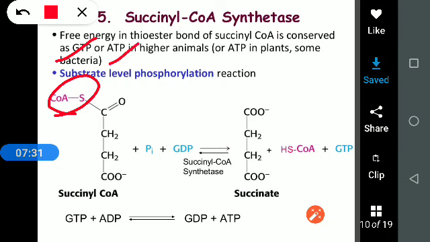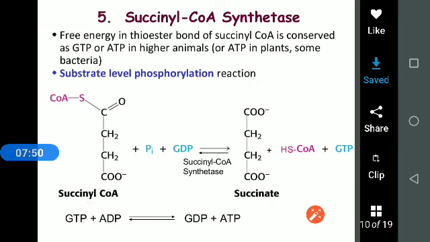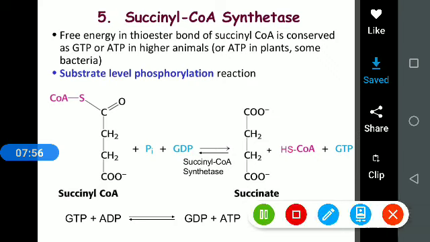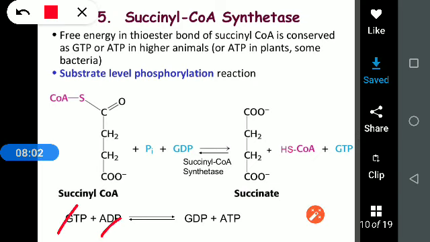So this is one of the substrate level phosphorylations. That means whenever a reaction is taking place between two substrates, if ATP is generated, that type of generation of ATP is called substrate level phosphorylation. Already we have discussed. So succinyl CoA will convert into succinate by the generation of GTP. This GTP will combine with ADP, and it will give ATP and GDP. Again this GDP will be utilized for the reaction. So this is called substrate level phosphorylation.